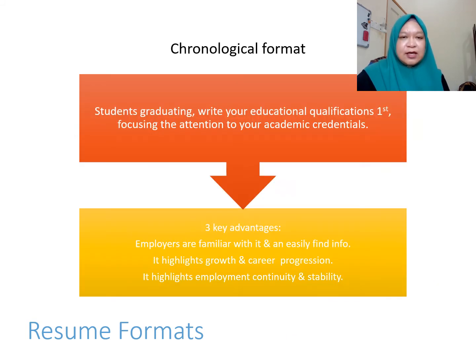What about if you are a fresh graduate with no working experience? You can still use the chronological format. Of course you don't have working experience, so there is no need to write it, but you will start with your educational qualification. You want to focus on your academic credentials, so you will start with your highest level of education.